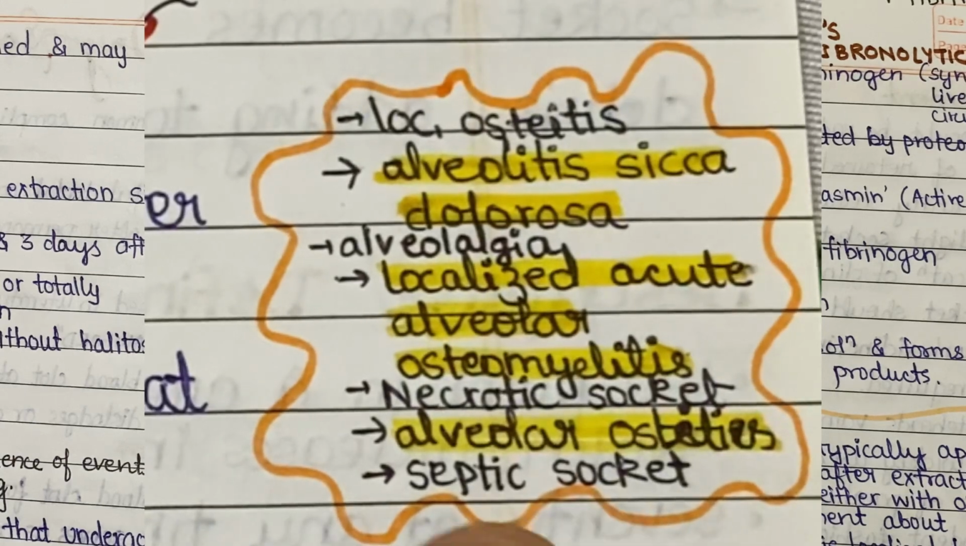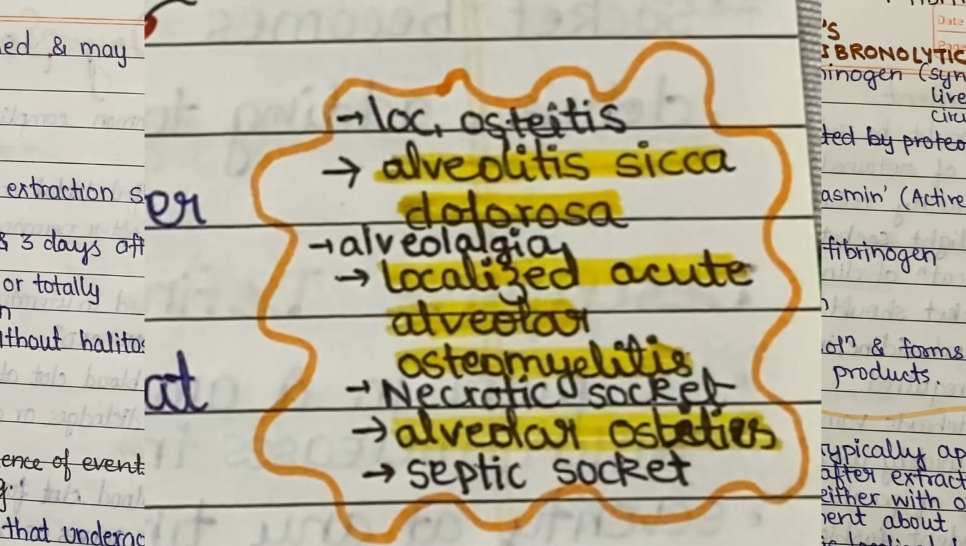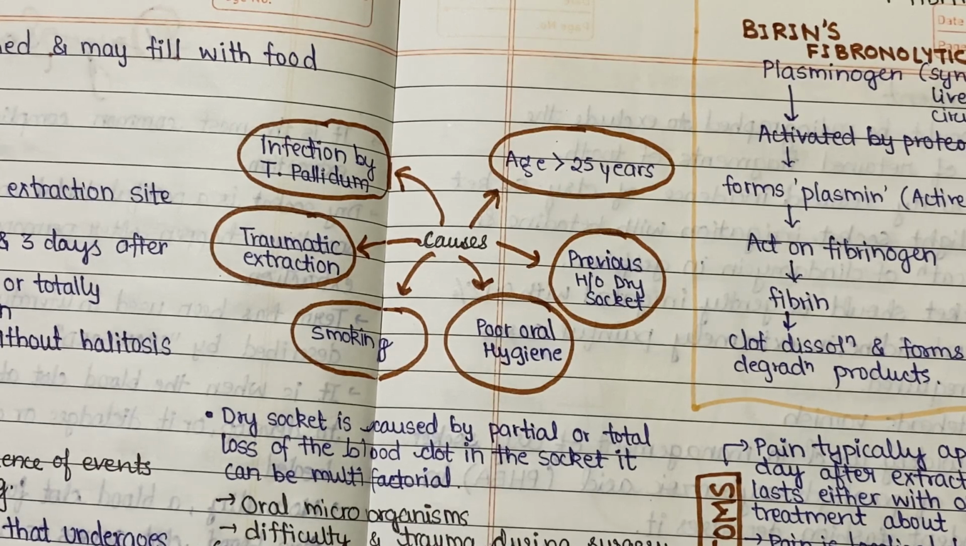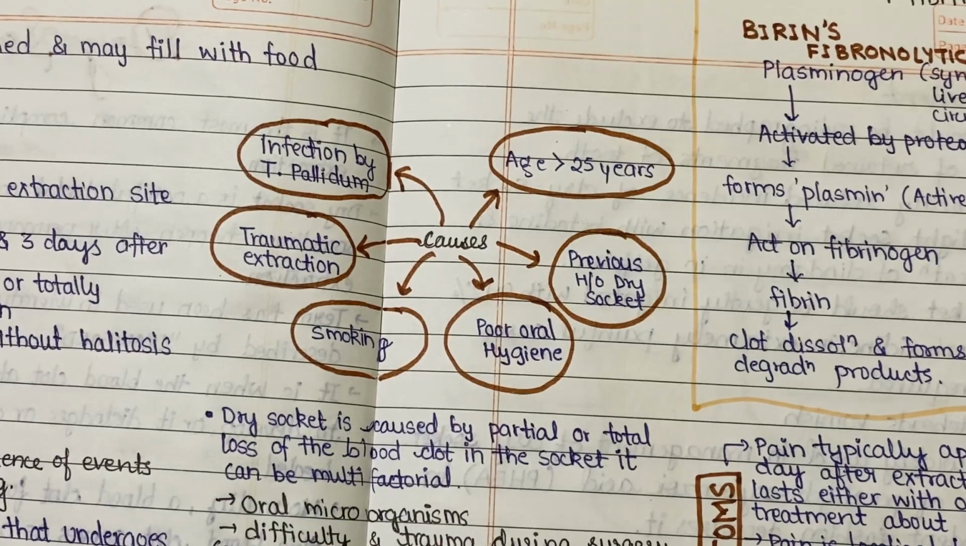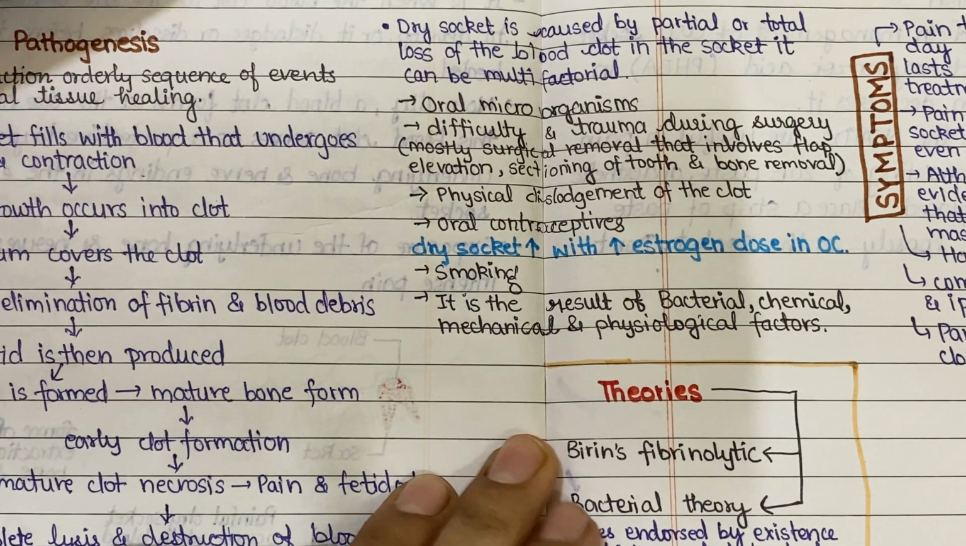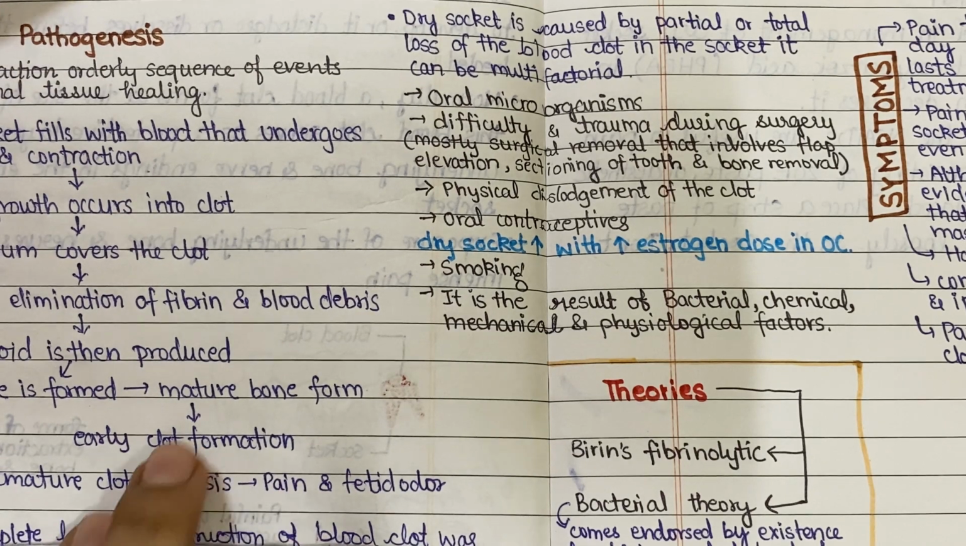Now what is the etiology? What causes this dry socket? Dry socket is caused by partial or total loss of the blood clot in the socket, and it can be multifactorial. First can be oral microorganisms. There is a presence of a large number of bacilli and Vincent spirochetes. The oral microorganisms as an etiological factor was introduced by Schroff and Bartel in 1929.